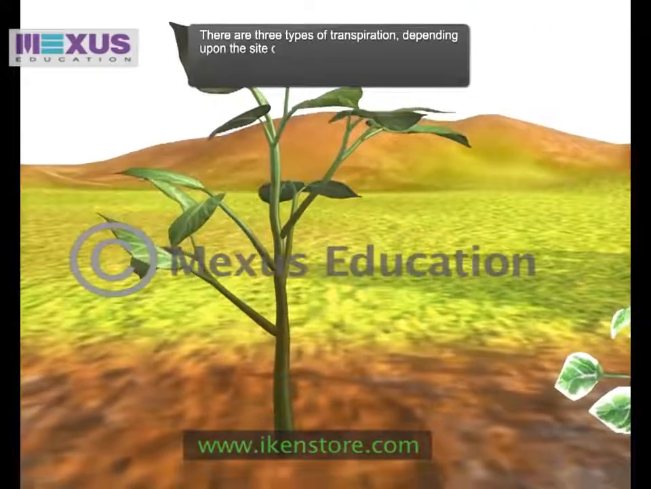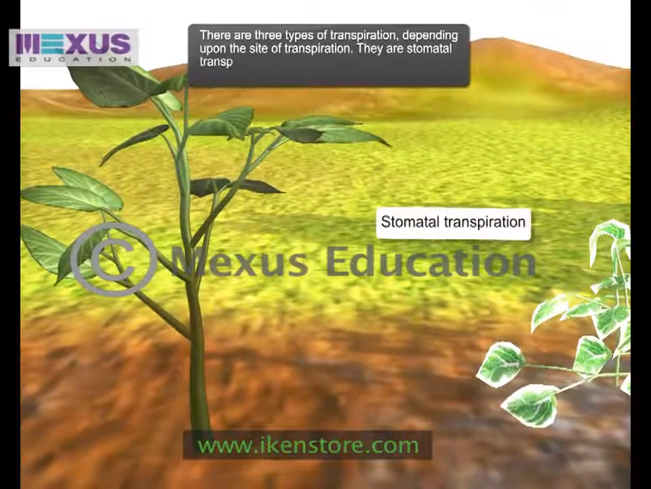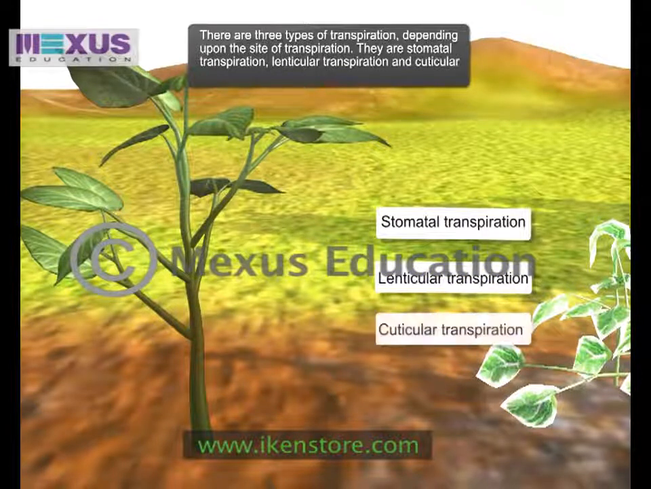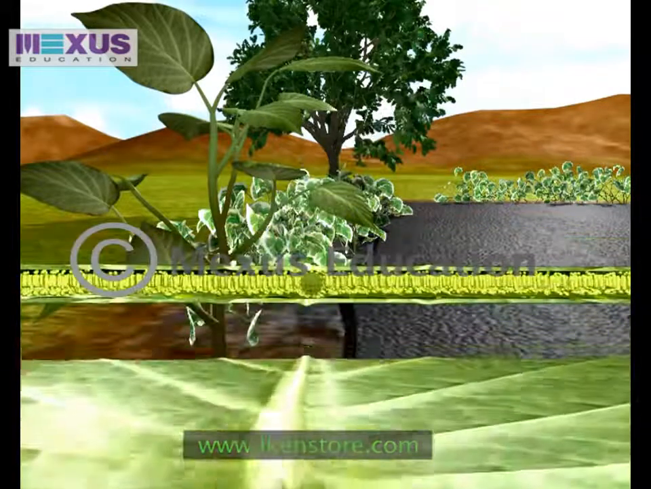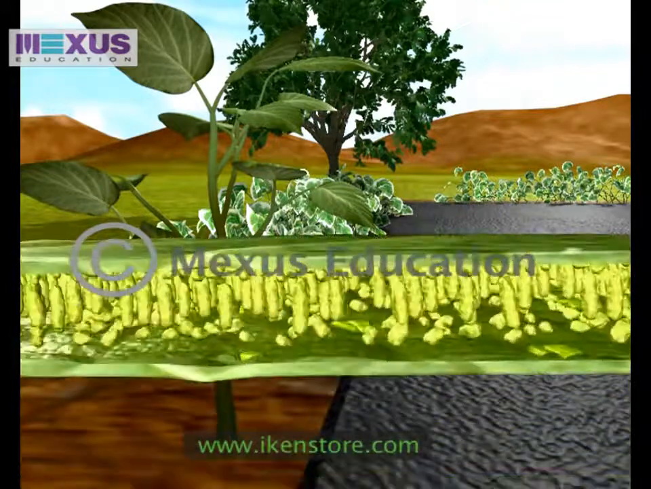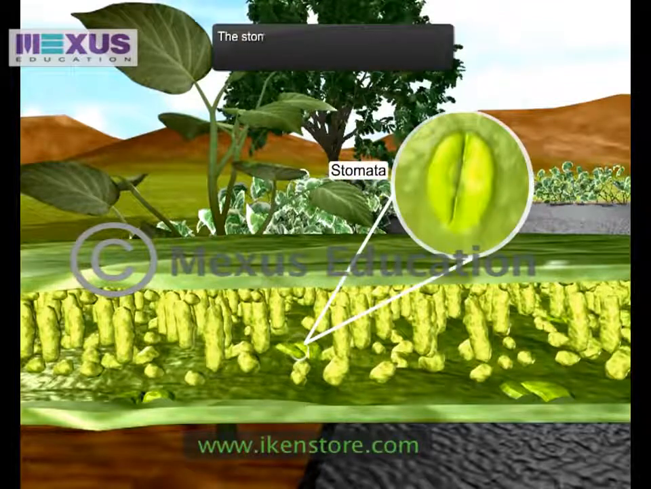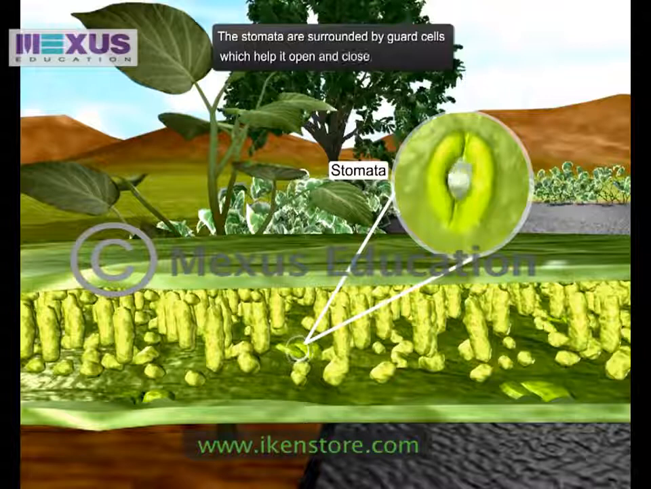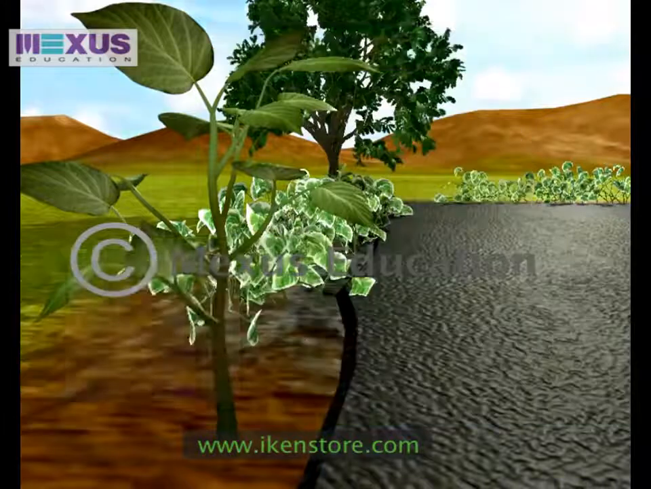There are three types of transpiration depending upon the site of transpiration. They are stomatal transpiration, lenticular transpiration, and cuticular transpiration. Stomata, as mentioned before, are the openings on the leaf surface through which transpiration takes place. The stomata are surrounded by guard cells which help it open and close. This is how stomatal transpiration takes place.